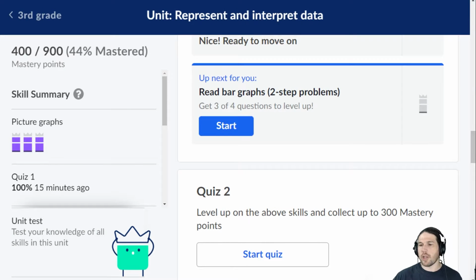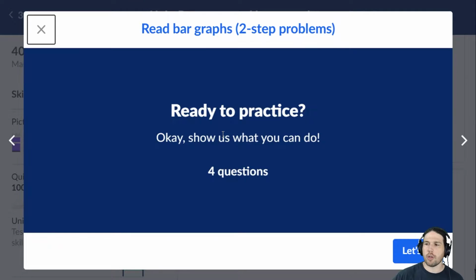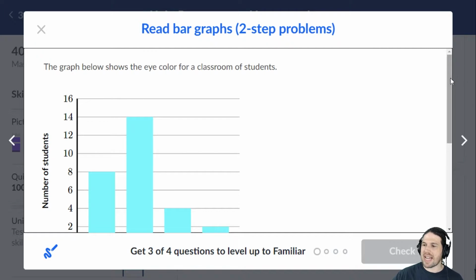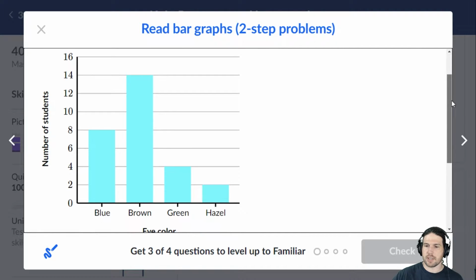Moving on, we're going to take a look at read bar graphs, two-step problems. We are so close to finish, my friends, I can taste it. The graph below shows the eye color for a classroom of students.